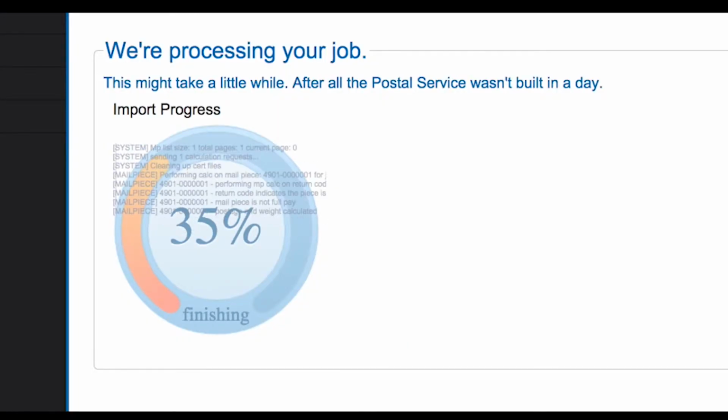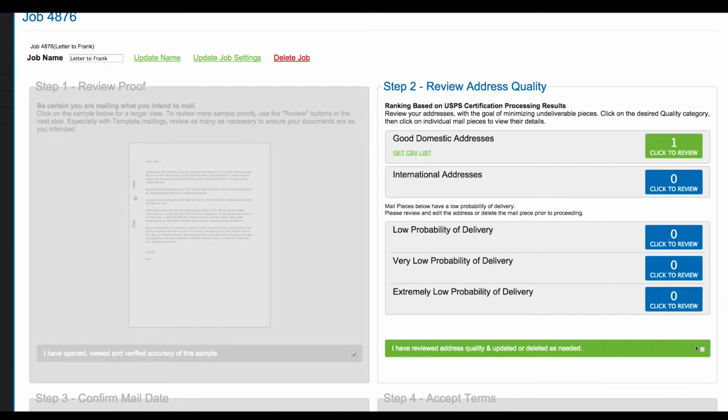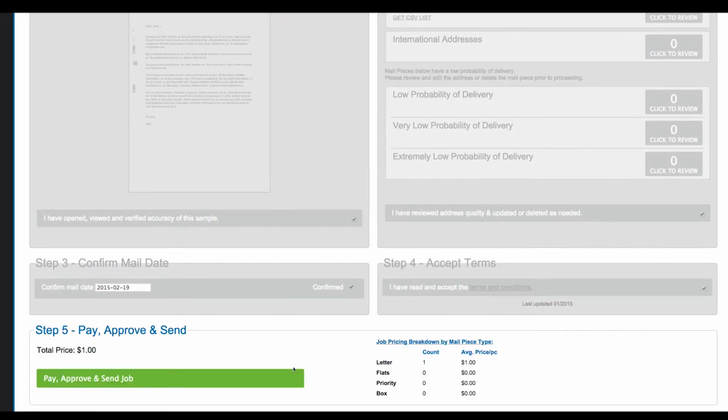Jimmy One's contact list is approved, he verifies his job details, clicks send, and he's done.